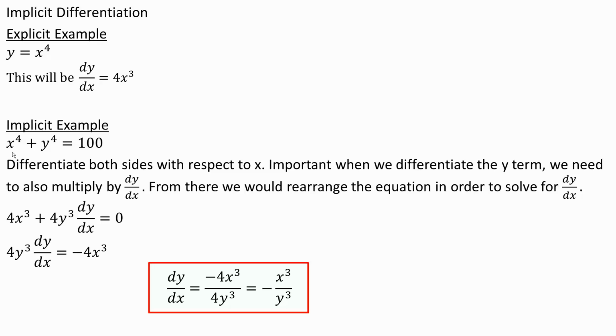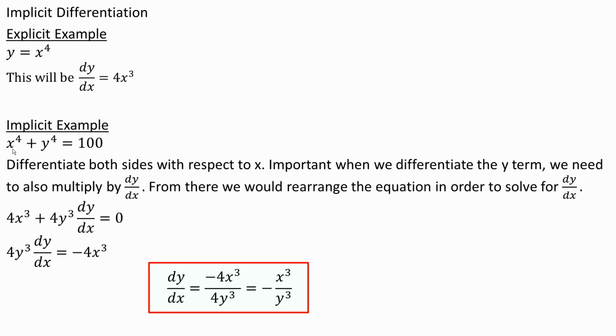So let's say we have x raised to the fourth plus y raised to the fourth is equal to 100. The first step is to differentiate with respect to x for each term. But for the y term, we also need to multiply by dy/dx. And then we need to rearrange the equation in order to solve for dy/dx. So here it was nice because when you get the derivative, y becomes dy/dx, and you just simply want the 4x cubed. But here you're going to have to do that rearrangement.